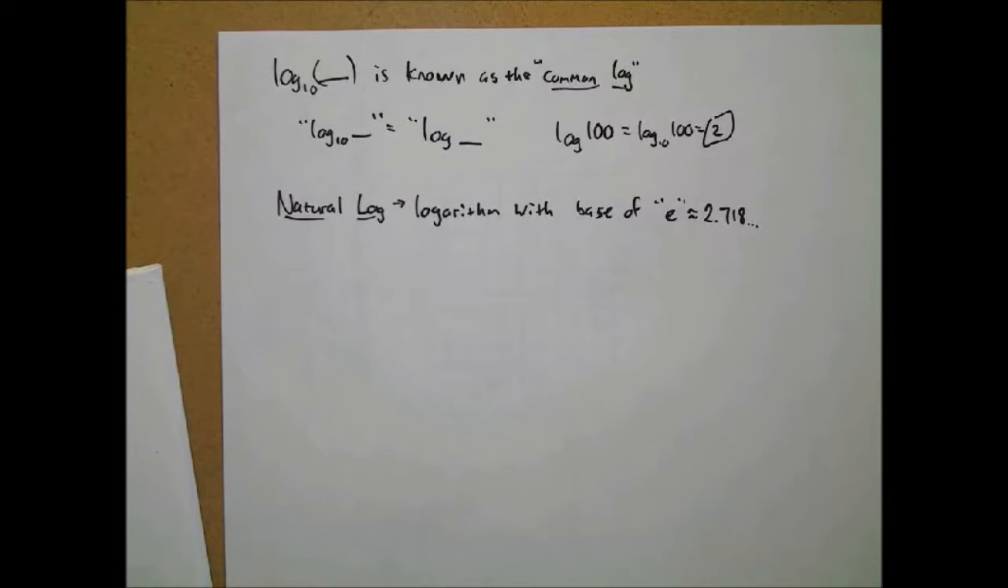When you see pi or e, your brain has to give a little pause because you think, wait a minute, pi is a letter, e is a letter, but we have to recognize these things are actually representing numbers. So that can throw students off.